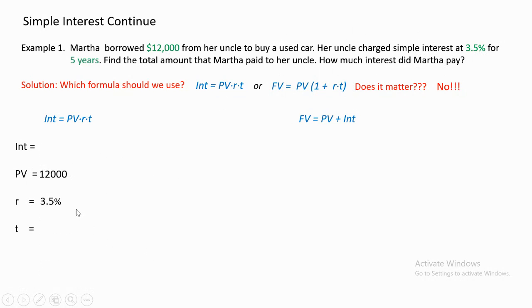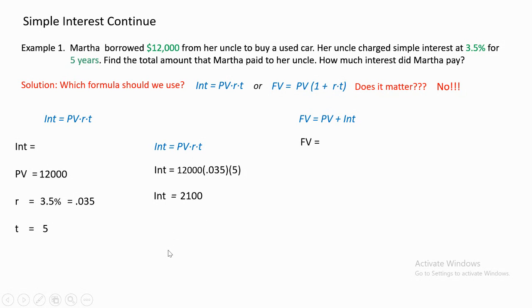But remember, you have to convert it into a decimal. So that becomes 0.035. Then my time is 5, because it's already in years. Then all we do is plug it into the formula. There's my formula, plug everything in. Here's my present value, which is 12,000. This is my interest rate, which is 0.035. And the time, T, is 5. And all you do is plug into the calculator, and this is what you get.